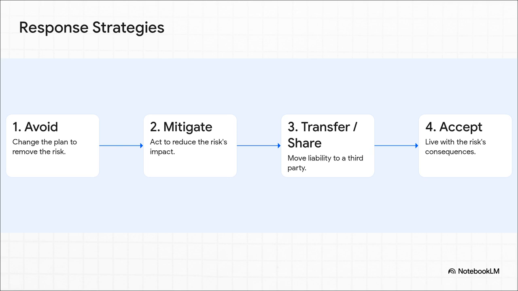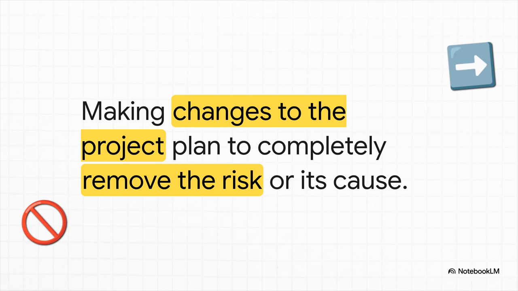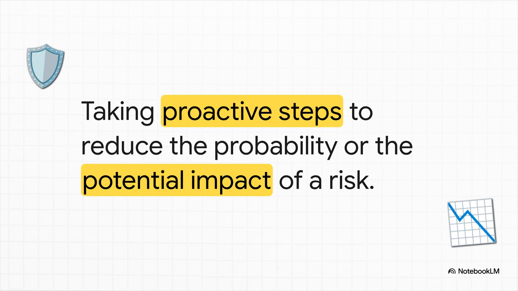Let's quickly run through what each of those really means. First up, you can avoid the risk. This is the most direct approach. It means you actually change your project plan to make sure the risk can't happen at all. For example, if some new software is proving to be super buggy and unreliable, you might just switch your plan and go with a more stable, proven technology instead. Problem solved.